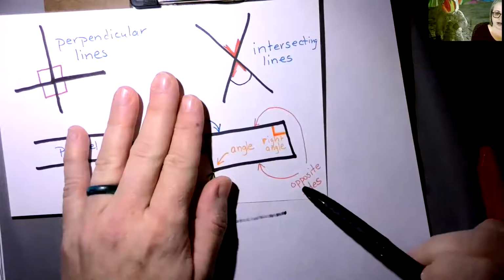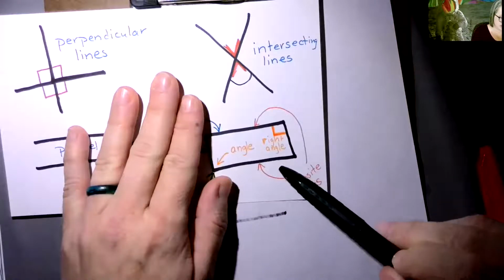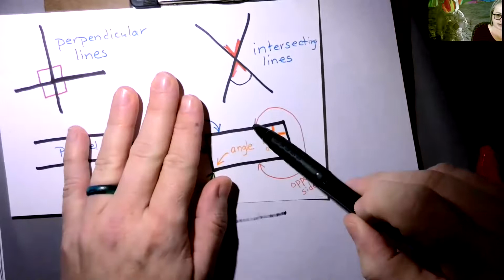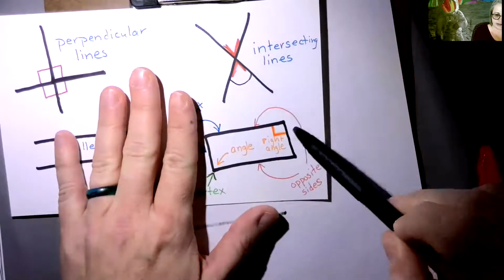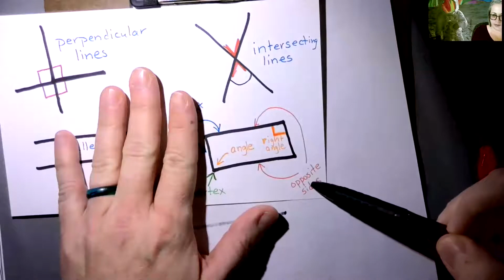And then we need to know about opposite sides. Opposite sides are across from each other, like the top and the bottom's opposite and the left and the right's opposite, okay? You'll need to know that for what we're going to do today.